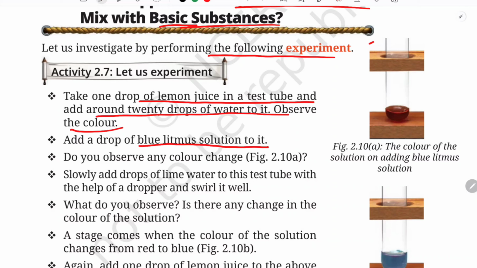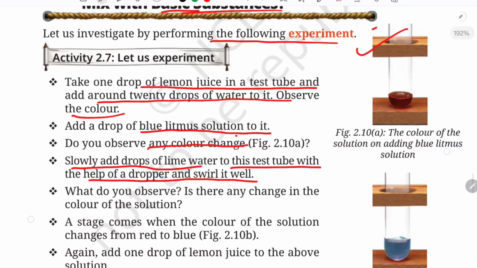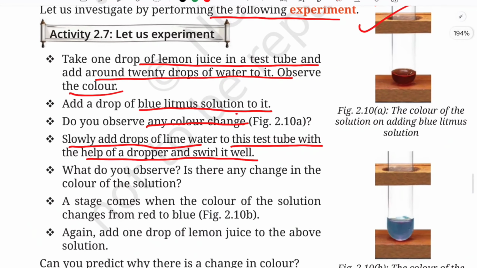Now you are using solution, not paper, not strips. Add a blue litmus solution to it. Do you observe any color change? Yes, we observe. The color will be like this, red color. Slowly again add drops of lime water to the test tube with the help of a dropper and swirl it well. So again what you have to do, you add some lime water to this test tube with the help of a dropper, and you swirl it, shake it well.